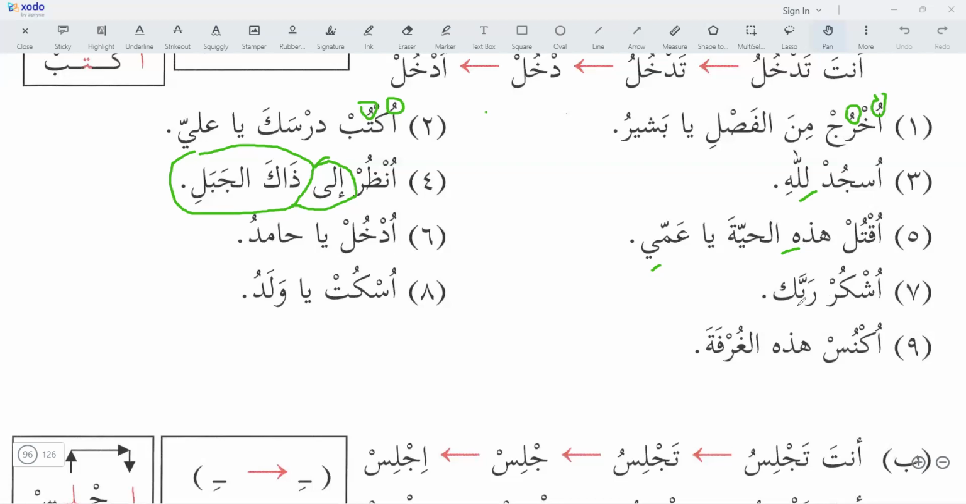Okay. Uskut, uskut, ya waladu. Be quiet. Be silent, oh boy. Uknus. Ikns hadhihi al-ghurfah. Sweep this room or clean this room. Okay.